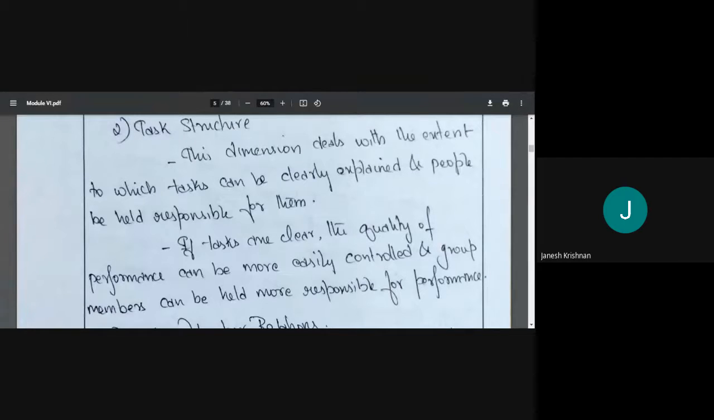If I am firing someone, I can say, you couldn't do this, that's why I'm asking you to leave, that's why you're getting the boot, that's why I'm scolding you. So that becomes easy. That is the second dimension of leadership, task structure: how well you are explaining the task to the people. If you are clearly explaining the task, people can be held responsible for it also, right?